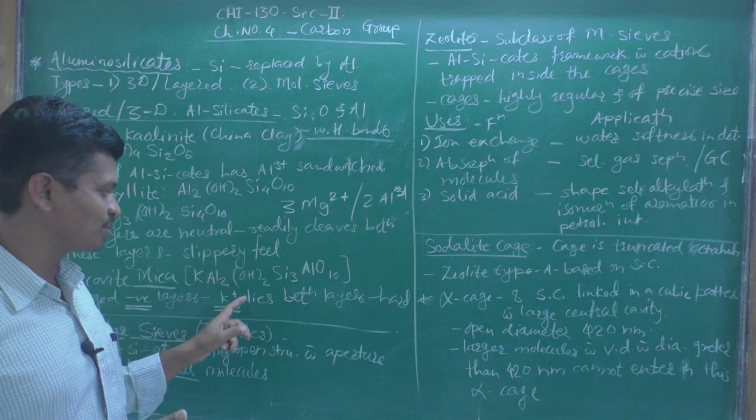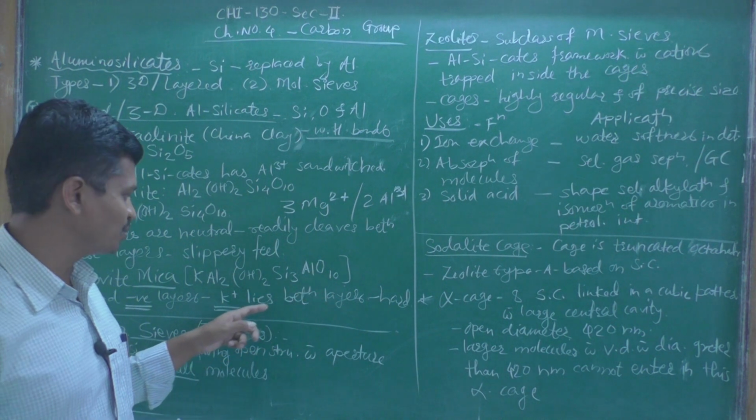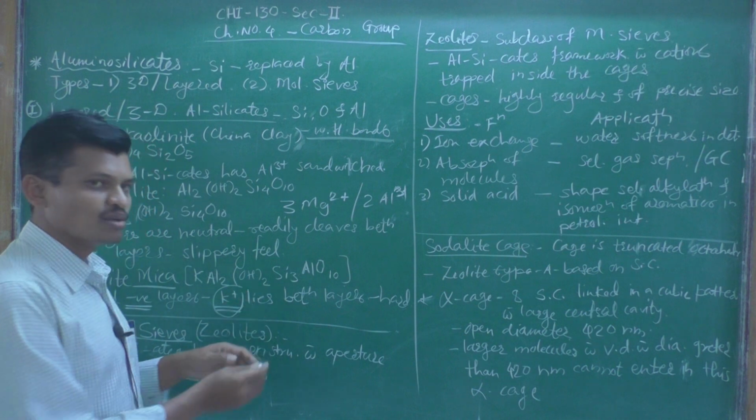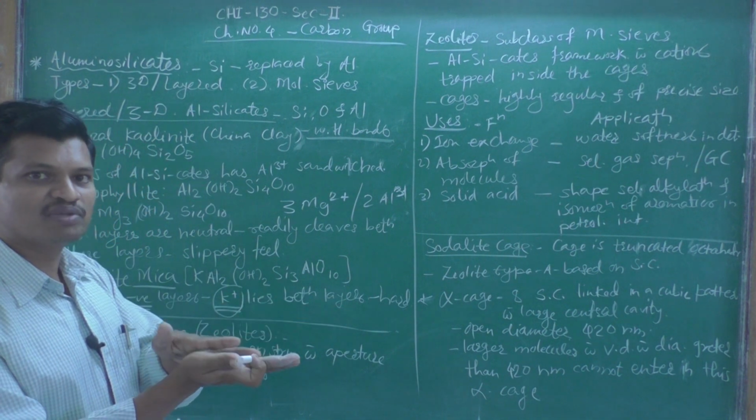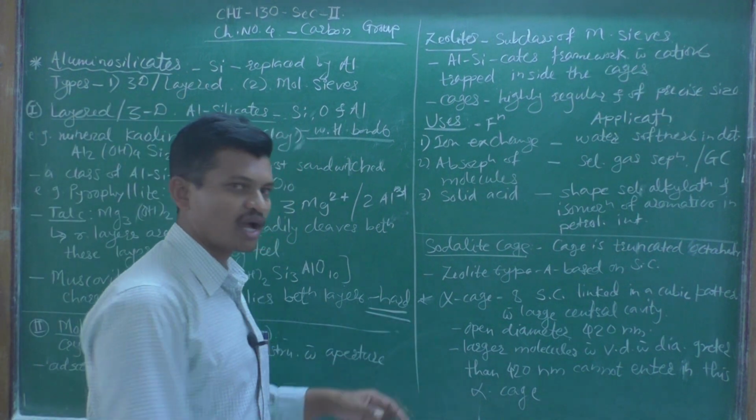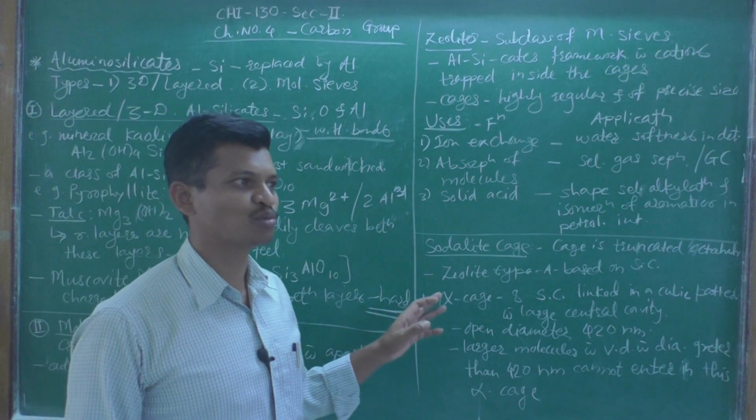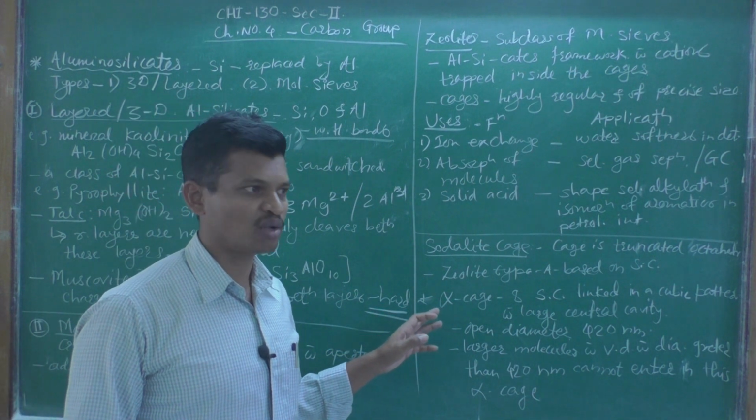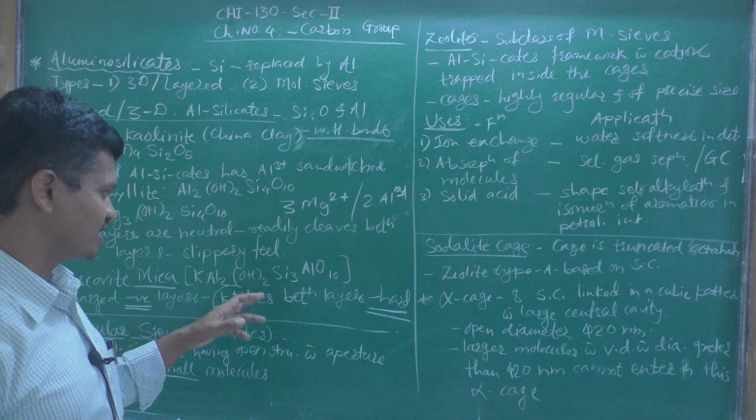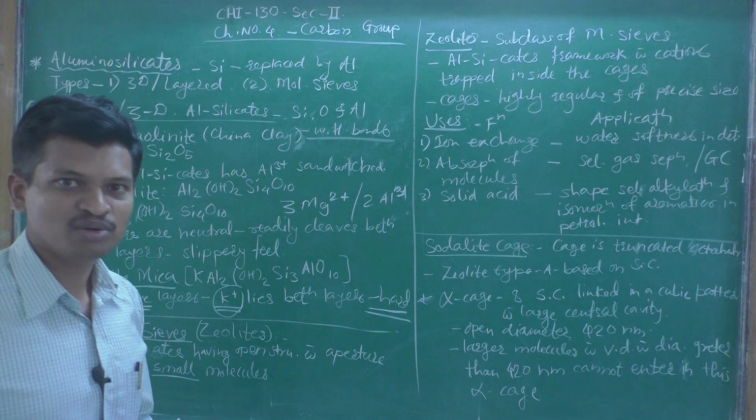Potassium K+ ions are present between these layers, and hence due to the presence of these K+ ions between the silicate layers, they are hard in feeling. So they feel like a hard material. They can also be broken along these layers. So, this is all about the layered or 3-dimensional aluminosilicates.